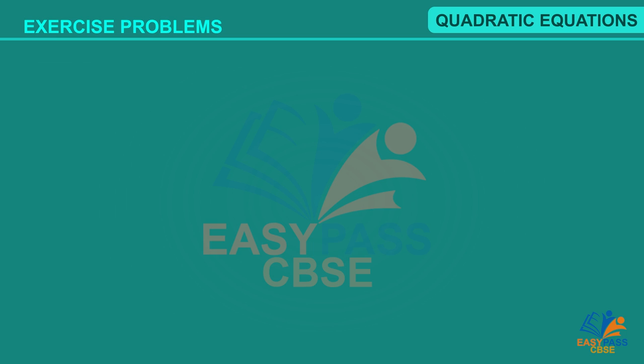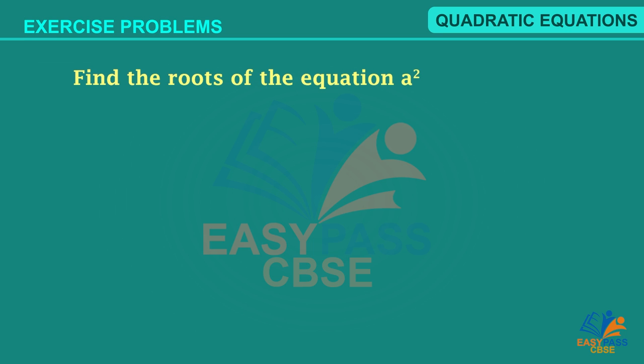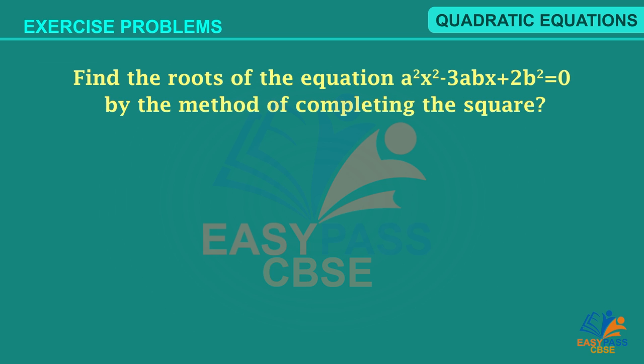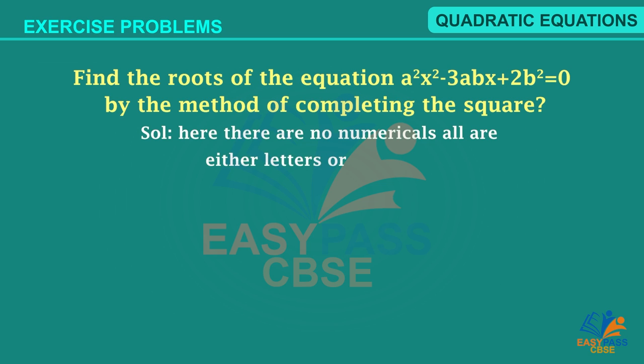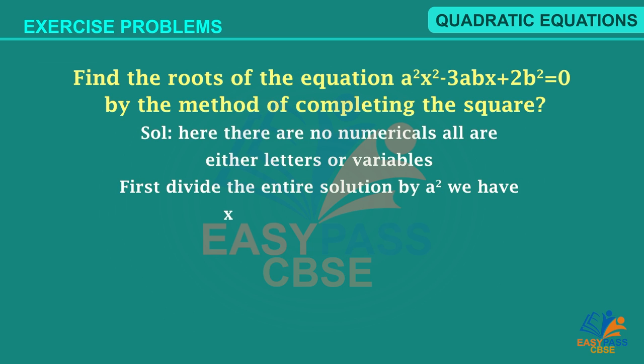Now, similar question. One more. Find the roots of the equation a square x square minus 3abx plus 2b square equal to 0 by the method of completing the square. Here, no numericals, all are either letters or variables. As usual, first divide the entire equation by a square. We have x square minus 3ab by a square x plus 2b square by a square. So, that is x square minus 3b by ax plus 2b square by a square.